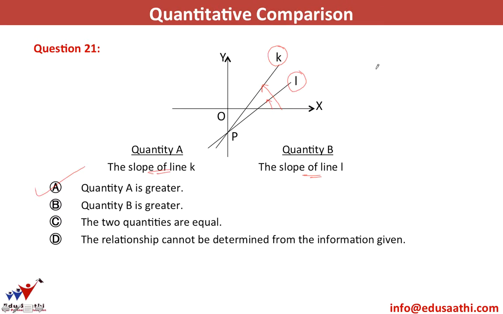Now this requires the knowledge of trigonometry. So if you know the greater the angle, the greater will be the tan of the angle that it will make. So greater will be the slope. Therefore, option number A will be my answer. The higher the angle, the greater will be the slope.